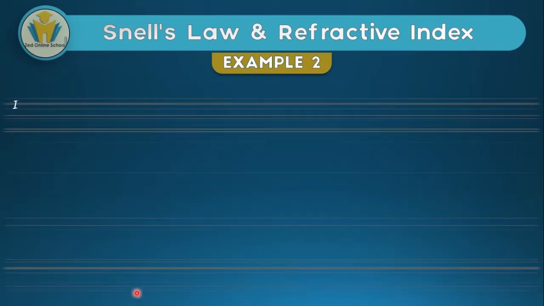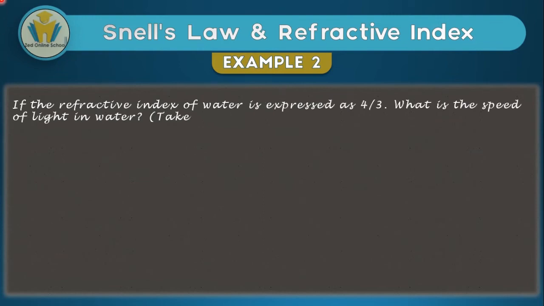In the second example, we're going to be using the second formula we looked at. Okay, now the question reads, if the refractive index of water is expressed as 4 divided by 3, what is the speed of light in water when we take the speed of light in air to be 300 million meters per second? This is the 3.0 times 10 to the power 8 I talked about earlier. This number can be converted to scientific notation, and that's how we get that other number I talked about.